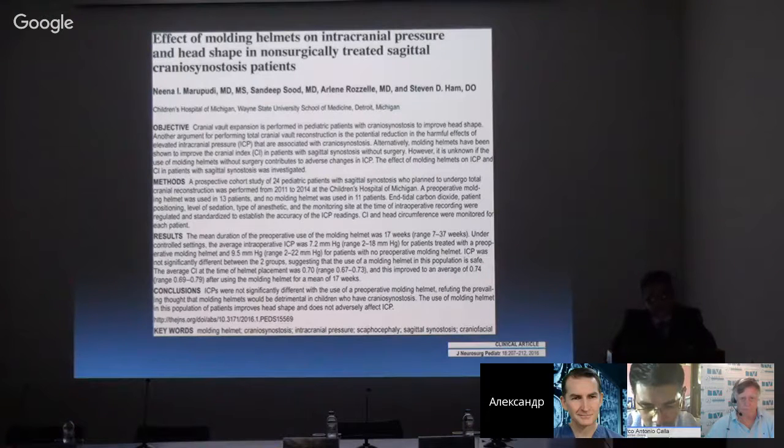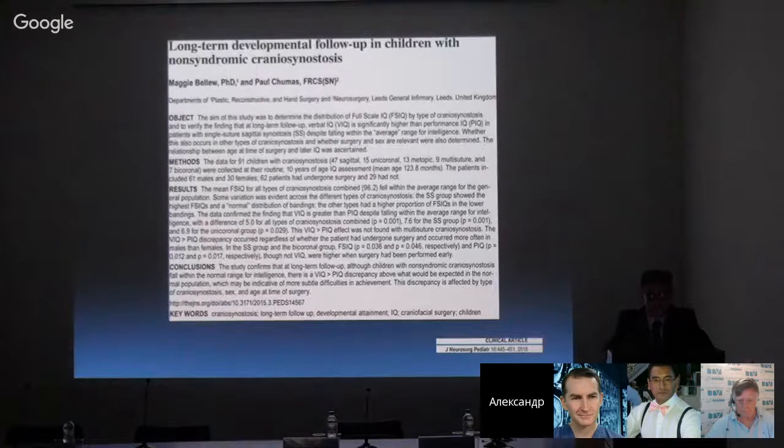Another subject that is very, very controversial is the use of helmets in patients with craniosynostosis. And this is from Wayne State University. I spent my research fellowship there, but I do not agree. They use this helmet in patients with sagittal craniosynostosis, and they say that they don't have an important increase in ICP using the helmet. But some of these patients need to have surgery, of course. And I don't think that's a good treatment strategy.